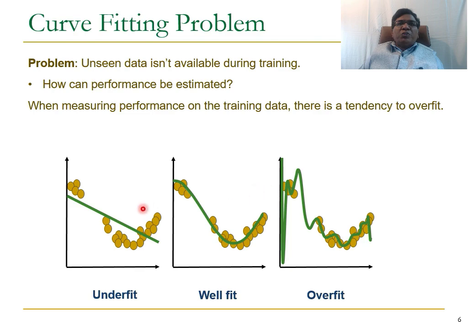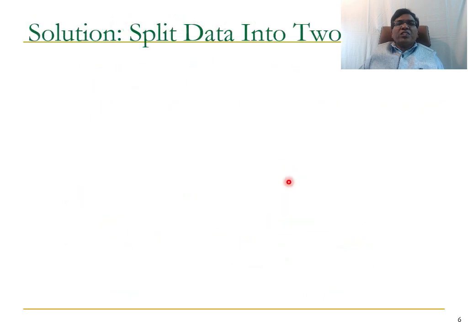During training, sometimes the model gets overfit. So this is underfit, this is overfit, and this is well fit. But there is a tendency to overfit during training. What is the solution?